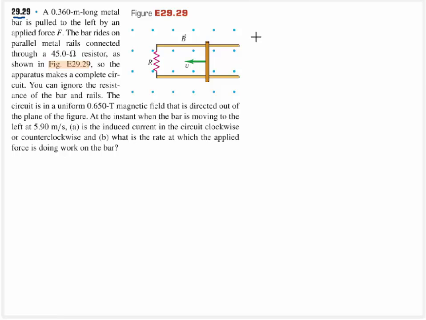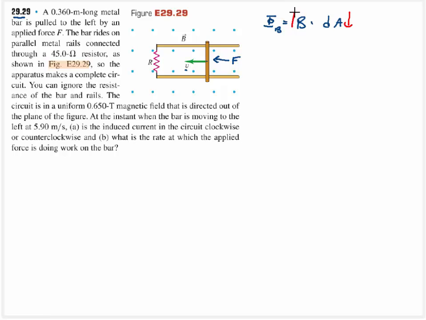Example 29. Here we have a rod that's connected across a kind of like the slide wire generator, and we're told that we have some force that's being applied that's going to keep this bar moving at a constant velocity. Essentially what we have is a changing flux. Remember that the flux is going to be equal to magnetic field multiplied by area, and here the area is going to be getting smaller and smaller, so we're going to induce a current that's going to try to oppose that change.